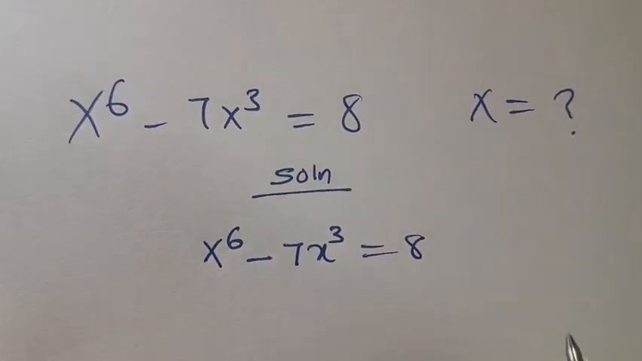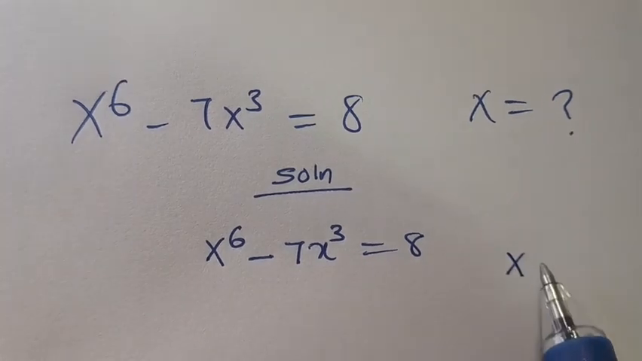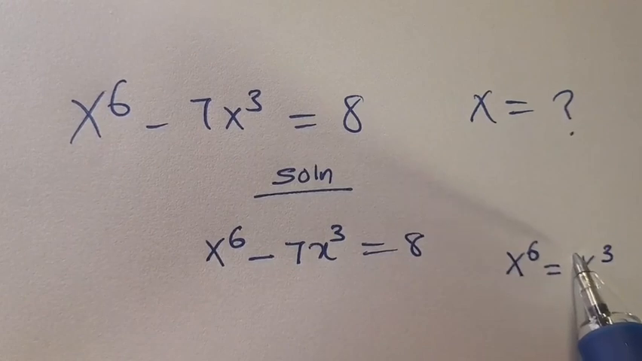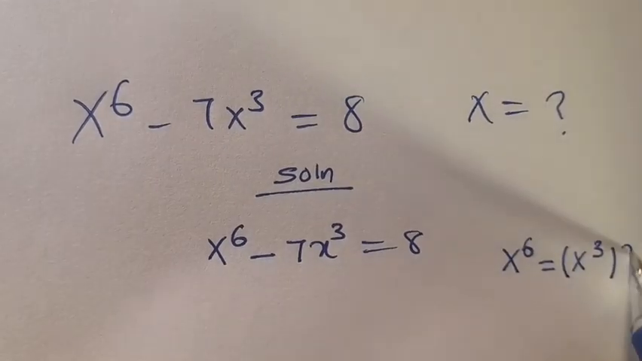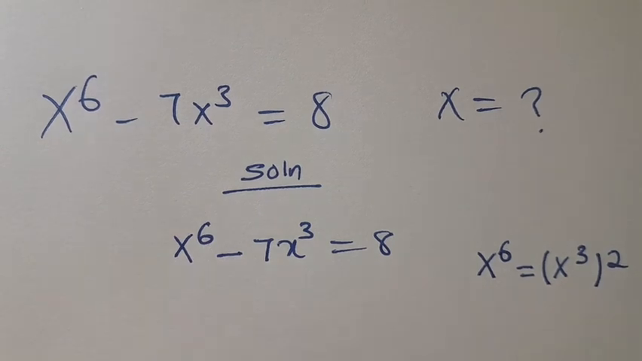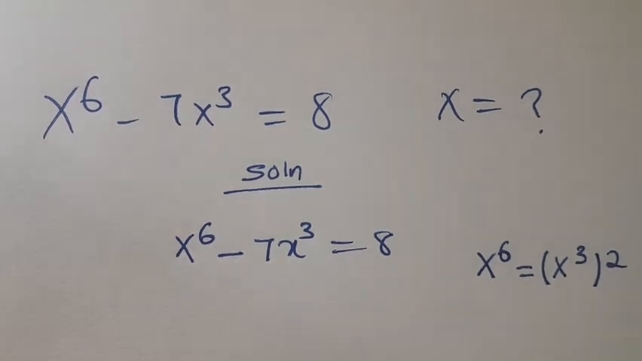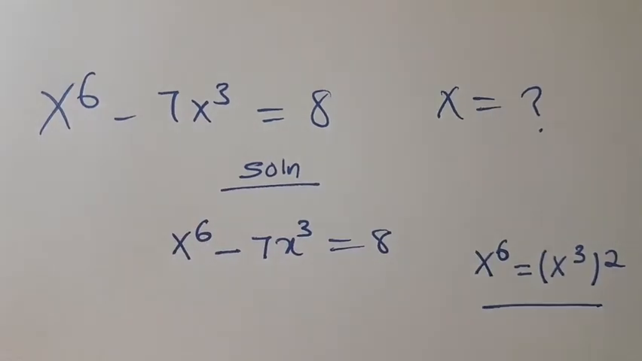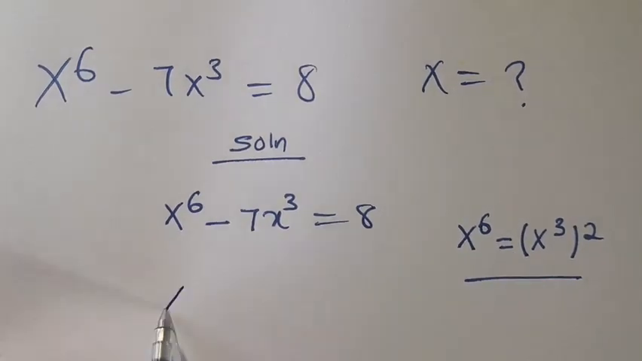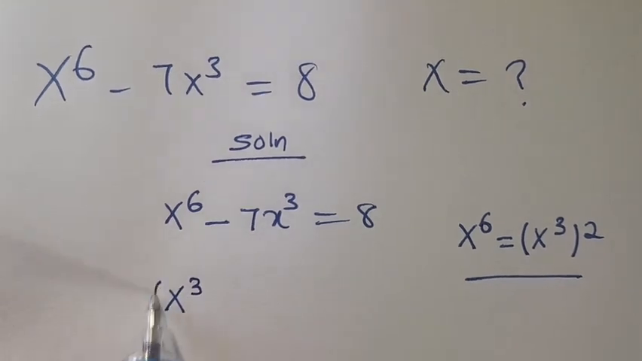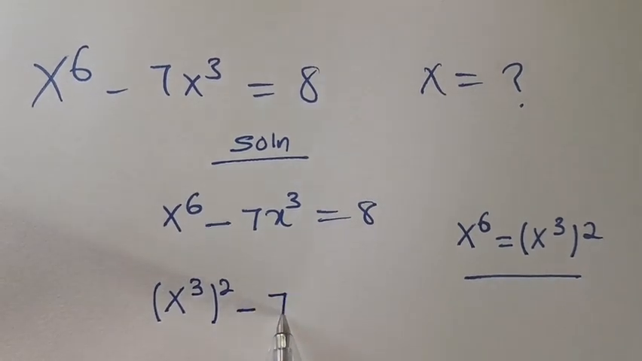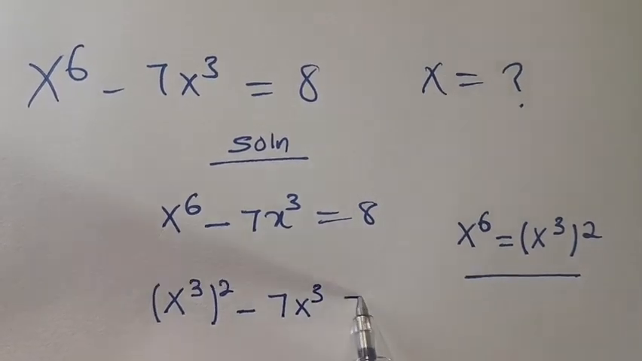Now from here, you can have x raised to the power 6 to be equals x raised to the power 3 all in brackets then raised to the power 2. So guys, let's substitute this here. Then we're going to have it to be x cubed all in brackets again raised to the power 2 minus 7x cubed equals 8.